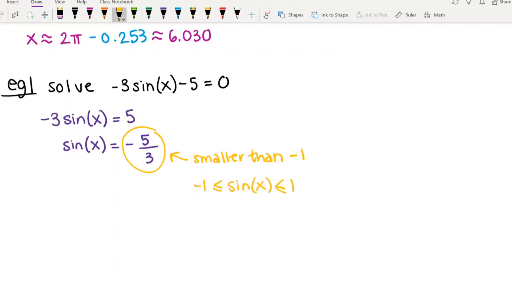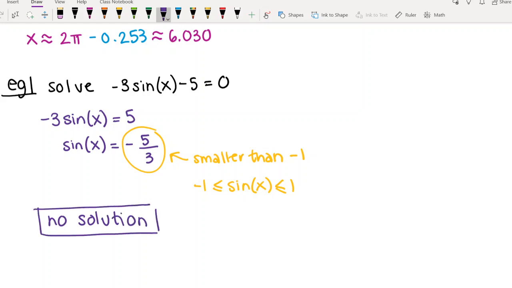So I don't know if I've ever written it down this way, but this is a way of summarizing that idea. We've seen that no matter what angle you plug into sine of x, you're never going to get something that's bigger than 1 or smaller than negative 1. So that tells us that there's actually no solution to this equation, because it's not possible for any value of x that sine of x is going to be equal to negative 5/3. And if you were to try to type inverse sine of negative 5/3 into your calculator, you would find that it would tell you domain error, or error or something like that.